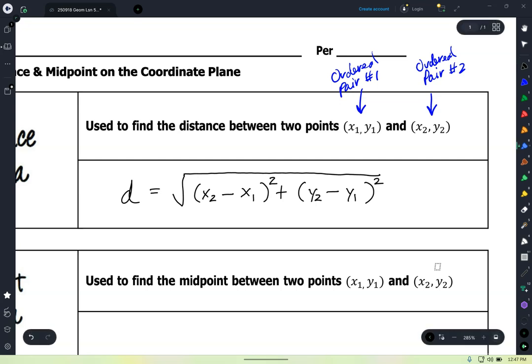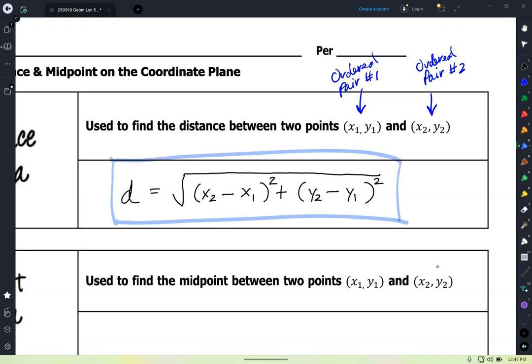I'm just going to kind of put a little color around this so it just stands out to me. And this is how we calculate the length of a line segment, okay? Analytically. This is how we do it analytically.